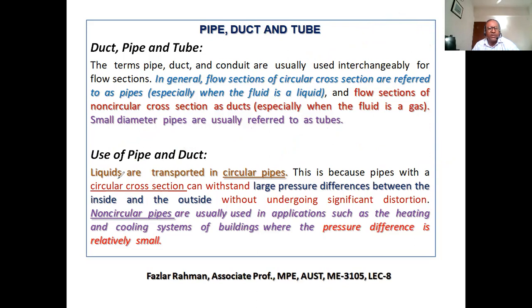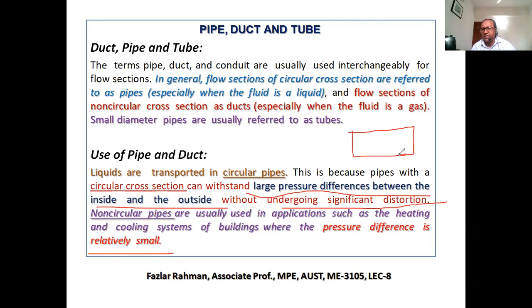So you see over here, what is pipe and duct? Liquids are transported in circular pipe. This is because pipes with a circular cross section can withstand large pressure differences between the inside and outside without significant distortion, deformation of the shape. Non-circular cross sections are usually used in applications such as heating and cooling systems of buildings, where the pressure difference is very small.